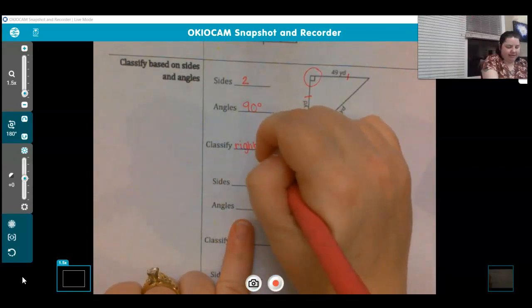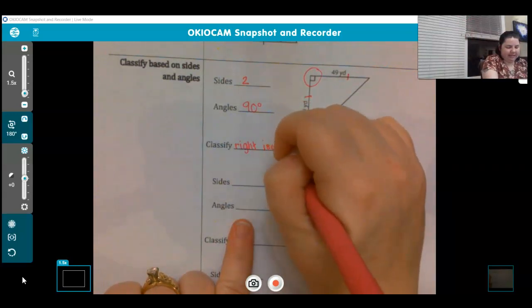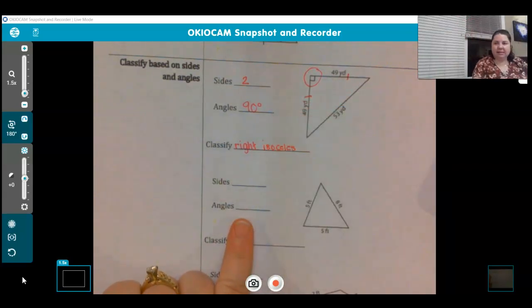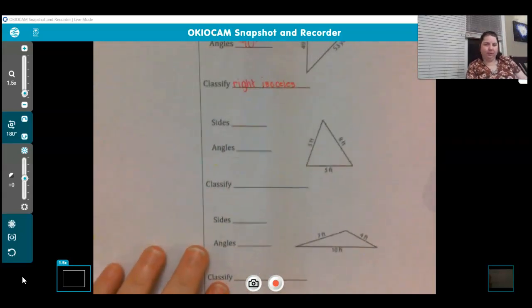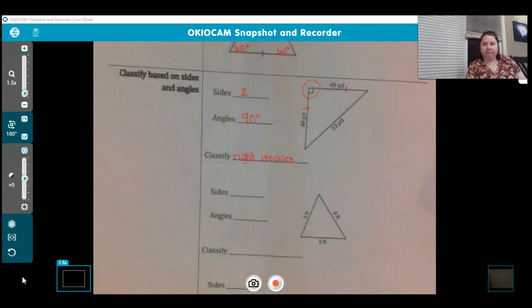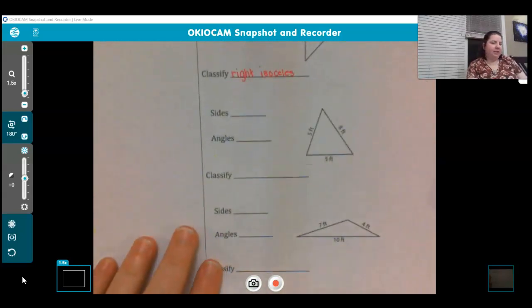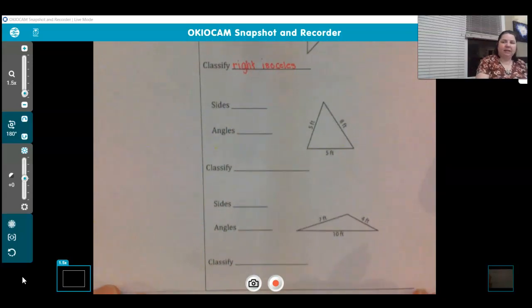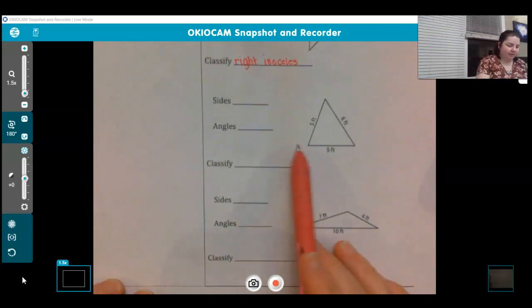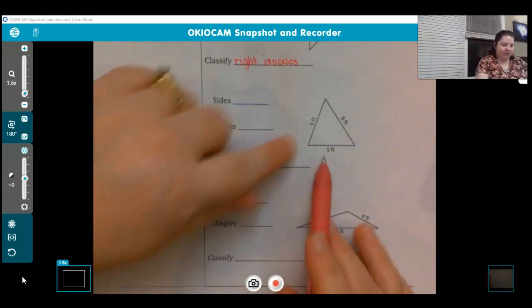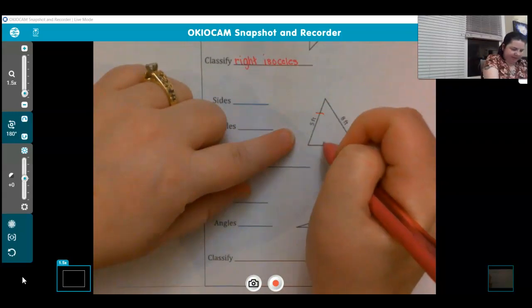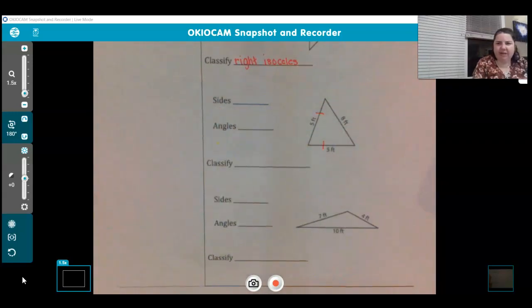So I have a right isosceles triangle. Let's look at the next one. I have 5 feet, 5 feet, and 8 feet. So 5 and 5 are the same. I'm going to give myself the tick marks just to help myself out there.